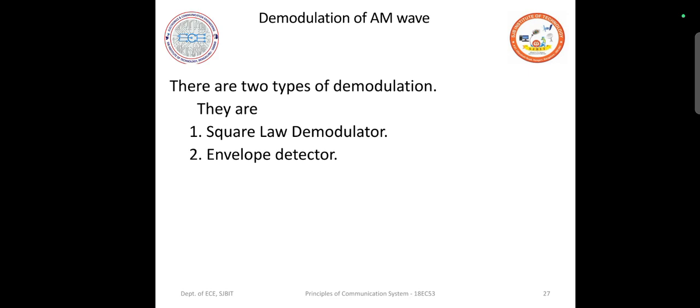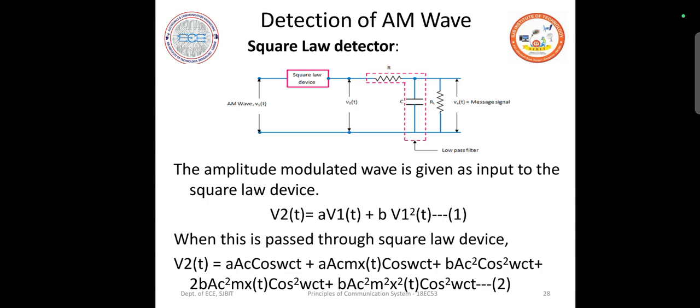So there are two different types of demodulation. One is square law demodulation, the other one is called the envelope detector. The second type is widely used in all practical applications whenever a demodulation is performed. So let us see how it looks.